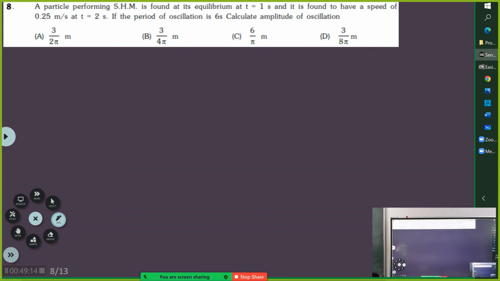The particle performing SHM is found to be in equilibrium at t equals 1 second and is found to have a speed of so and so at t equals 2 seconds. Calculate the amplitude of oscillation. Yes, you have to use the math model and handle this problem.